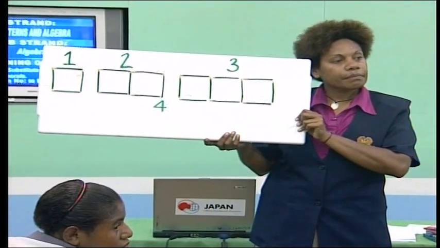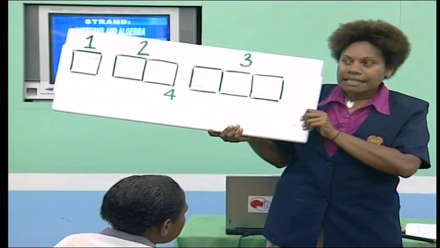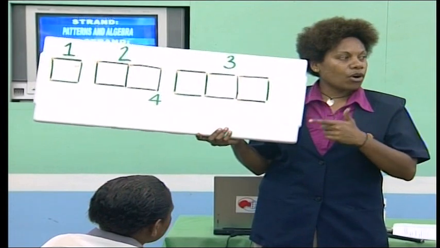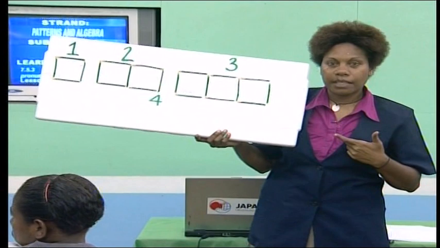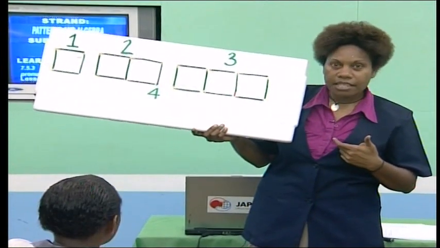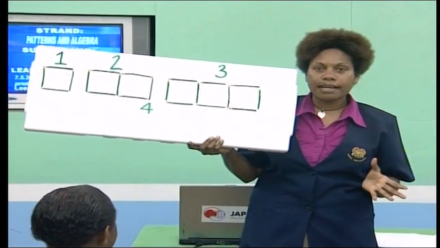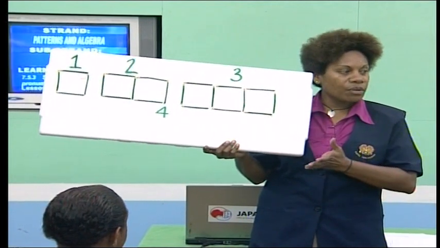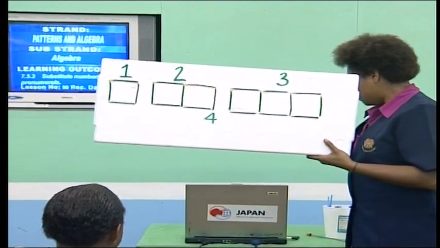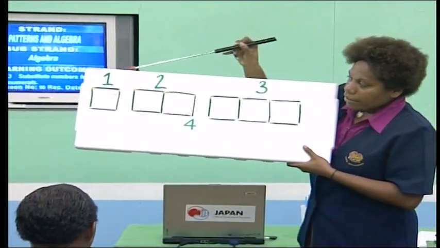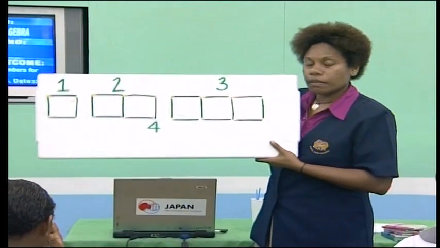Clement? Start with 4 and add 3 each time. Okay, thank you, Clement. Clement said starts at 4 and add 3 each time. 7Es and receiving students, do you agree with Clement's answer? Okay, let's see if Clement is correct.